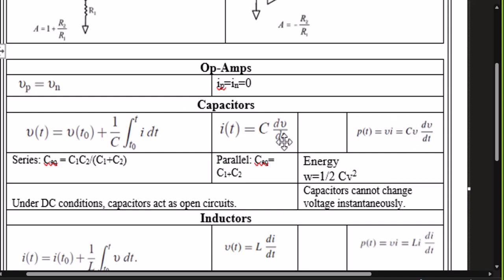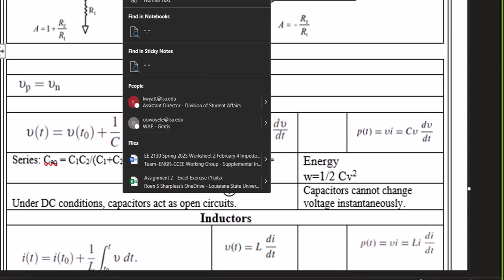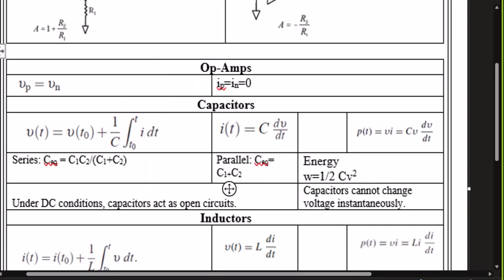The power for anything is V times I, and since I is C dV/dt, this will be C times V dV/dt. Capacitors in series add like resistors in parallel. If you have two capacitors in series, you can use product over sum. If you had more capacitors in series than just two, you can't use product over sum.